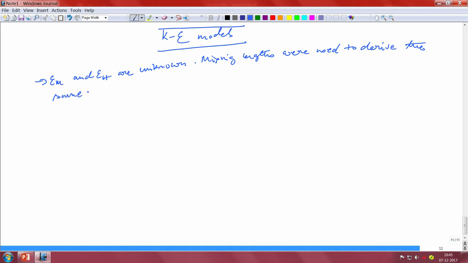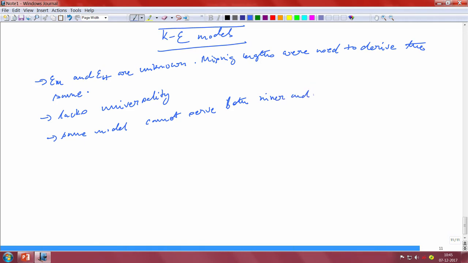Okay. So, they obviously lack universality, it is not universal at all, which is quite obvious. Then the same model cannot serve both the inner region and the center line. It's impossible to do that.